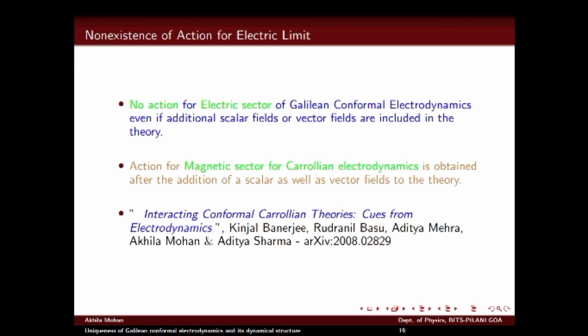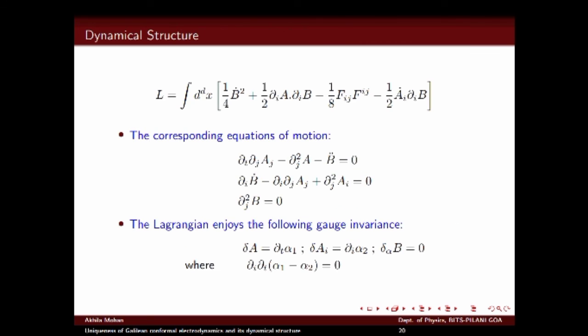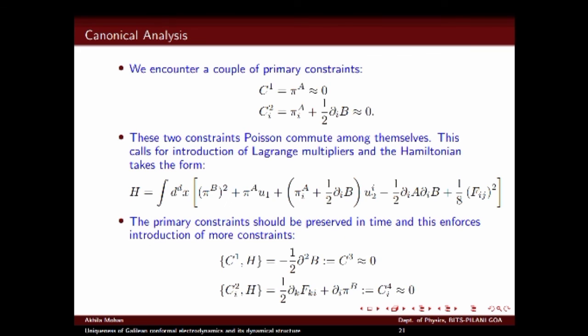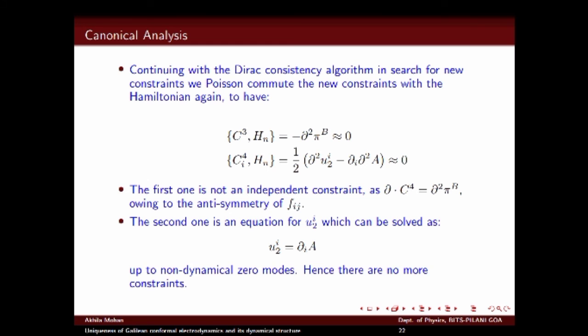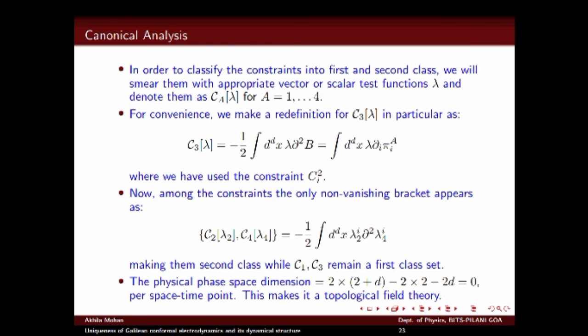And for Carrollian electrodynamics, we have found the action for the magnetic sector of Carrollian electrodynamics using the same procedure, and reported it here. Now, regarding the dynamical structure, using this action, we have found that the Lagrangian enjoys the following gauge invariance given here. And further, we went for the constraint analysis, and we end up with 0 physical degrees of freedom in the theory. This makes it a topological field theory.